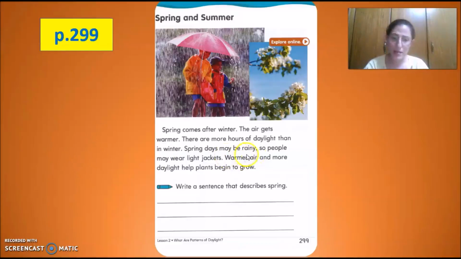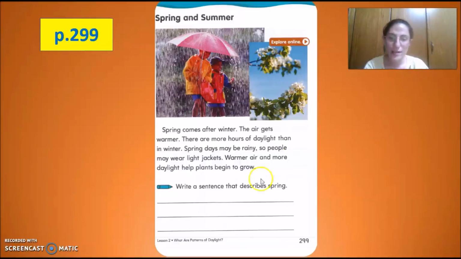Now, spring days may be rainy, so people may wear light jackets. They're telling us that it might rain during the spring season. That's why the people might wear light jackets. Now, warmer air and more daylight help plants begin to grow. So we know that the plants begin to grow and the flowers begin to blossom during what? The spring season. Why? Because it is warmer and we have more daylight, which means we have more sunlight, which is needed by the plants in order to grow. The plants need warm weather and more hours of sunlight to grow, in addition to other things. Clear? So far so good?